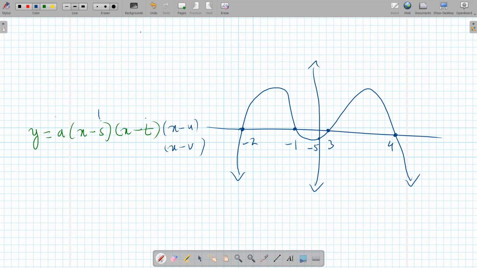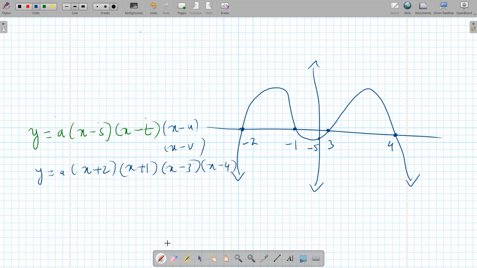You can call this whatever. You can call this alpha, beta. That's not important, right? That's just arbitrary letters. But what it does mean is there's going to be 4 different x-intercepts. Now look at this, y equals a, and we're going to do x minus -2, so that's going to become x plus 2. X minus -1 becomes x plus 1. X minus 3, well, that's just x minus 3, and then x minus 4.